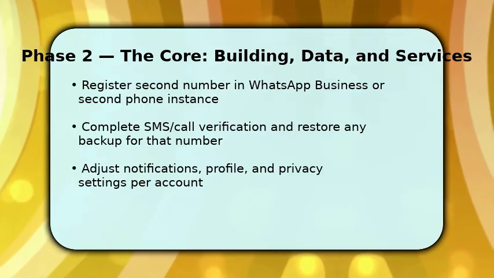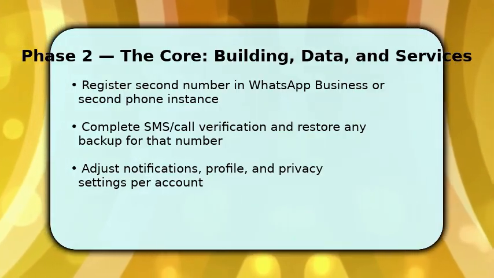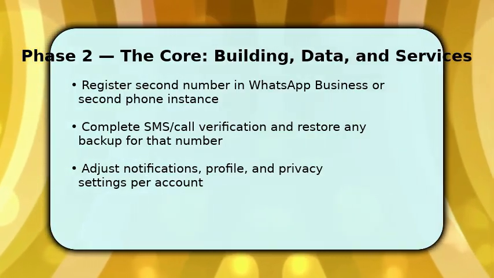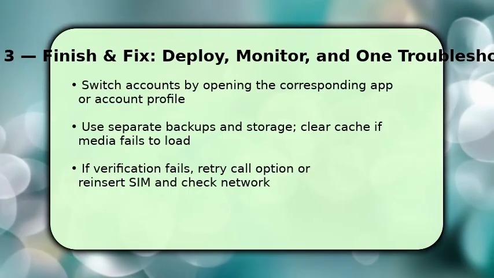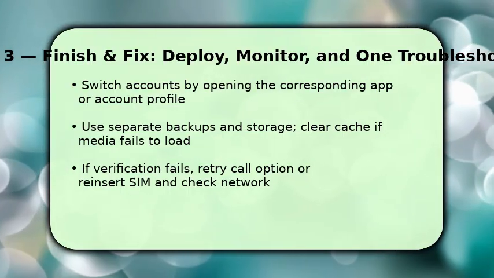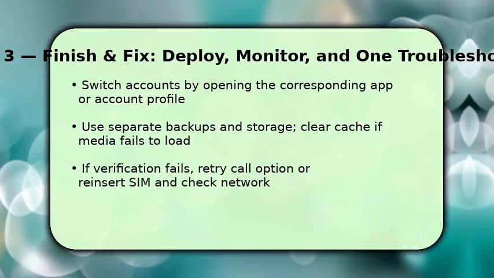Then customize notifications and privacy, so message routing and visibility match how you want to separate personal and work traffic. To finish, switch between numbers by opening the specific app or selecting the account profile. This keeps chats distinct. Make sure each account uses its own backup and storage location.